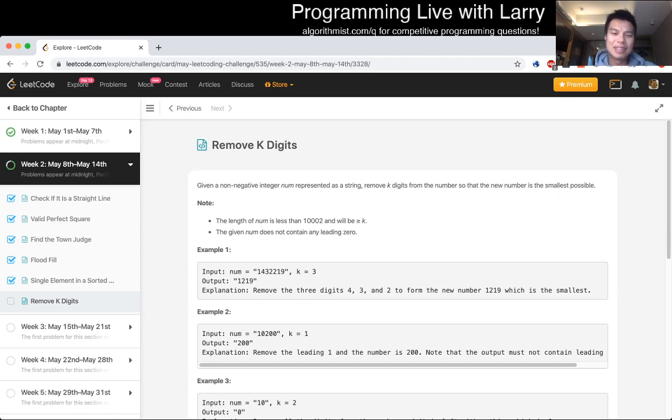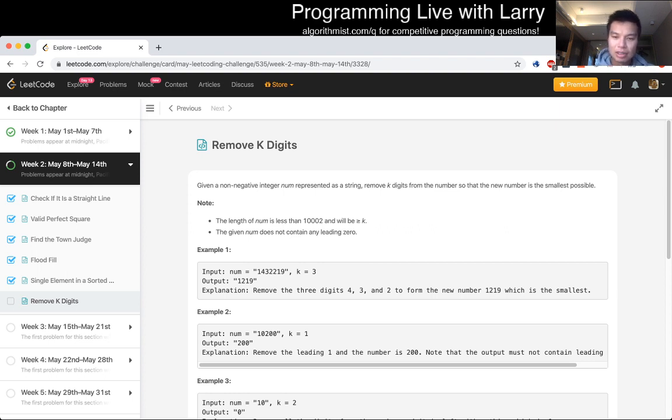Remove K digits. Given a non-negative integer num represented as a string, remove k digits from the number so that the new number is the smallest possible. The length of the number is less than 10,002. That's an odd number, but okay. What's a strange even number? And k will be less than or equal to the length. The given num does not contain any leading zero.